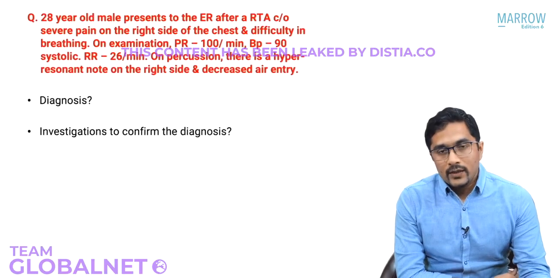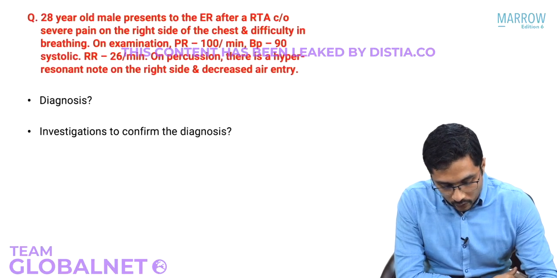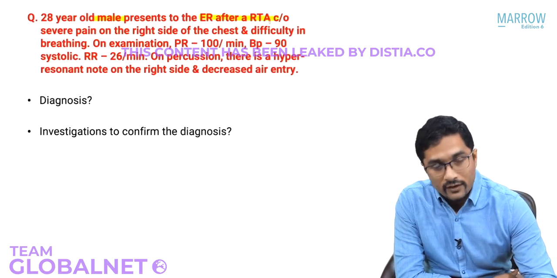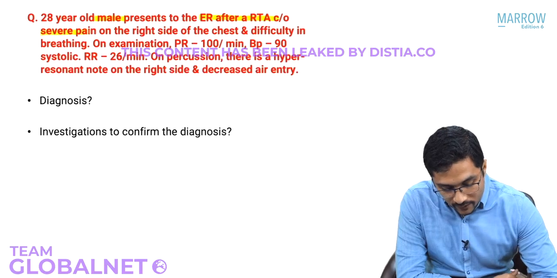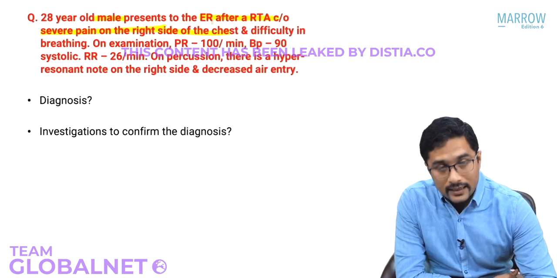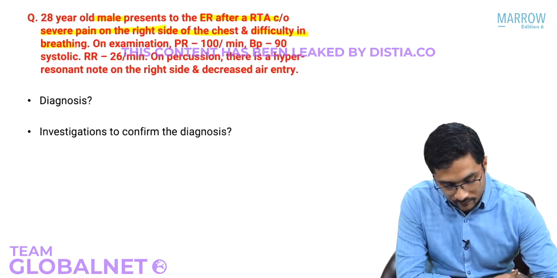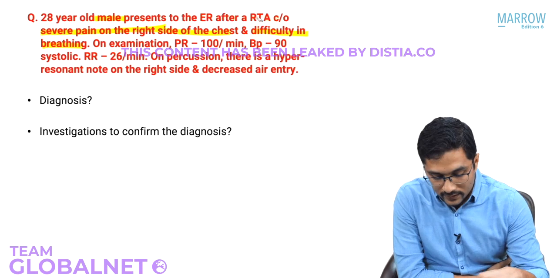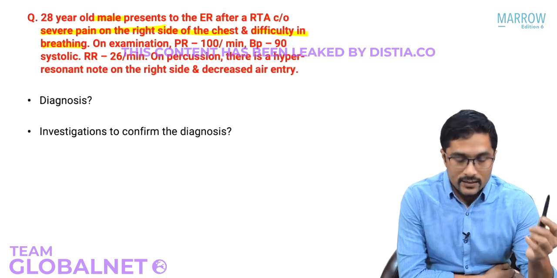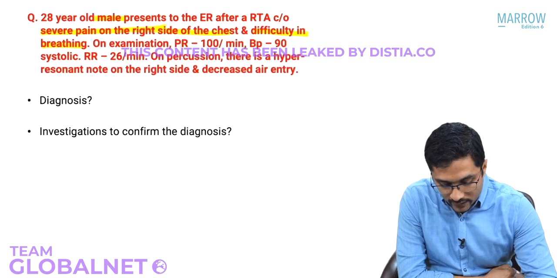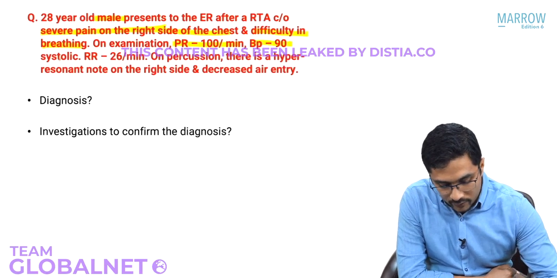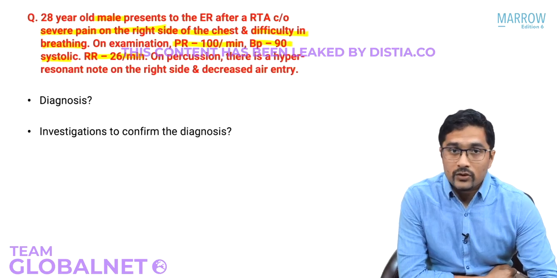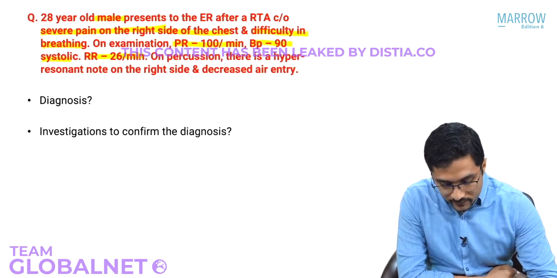So the first scenario is that a 28-year-old male comes to the emergency room after a road traffic accident, complaining of severe pain on the right side of the chest and difficulty in breathing. Again, we are going to highlight the keywords here. So there's been a road traffic accident, severe pain on the right side, difficulty in breathing. There's tachycardia, blood pressure is low, and the respiratory rate is 26 per minute. So the respiratory rate is also raised.